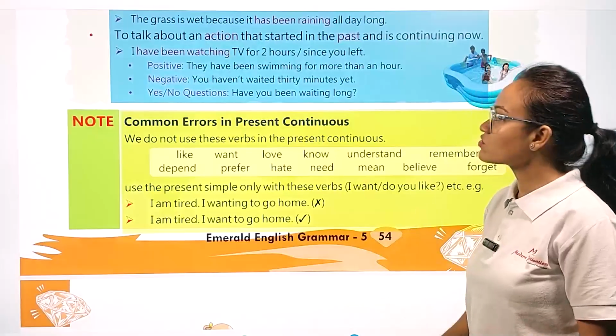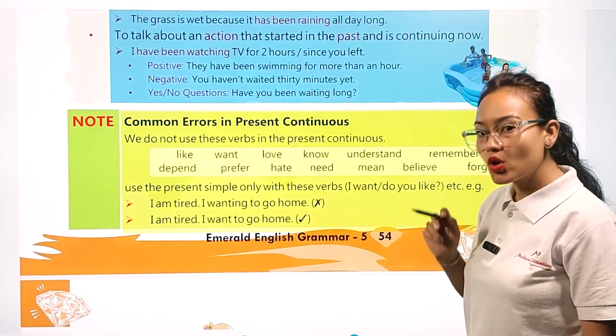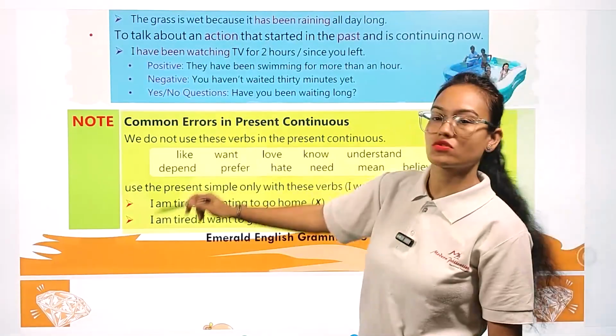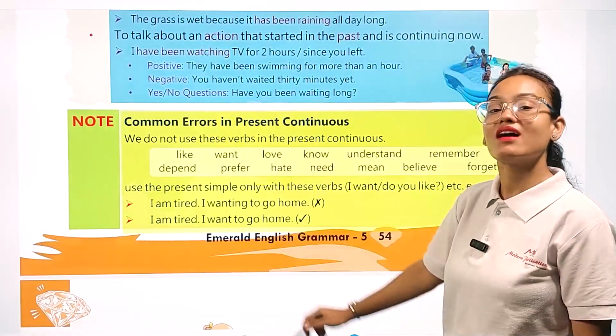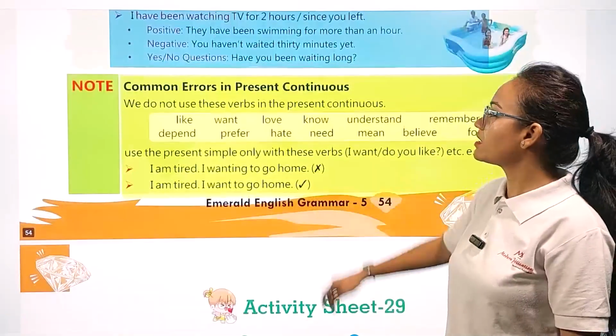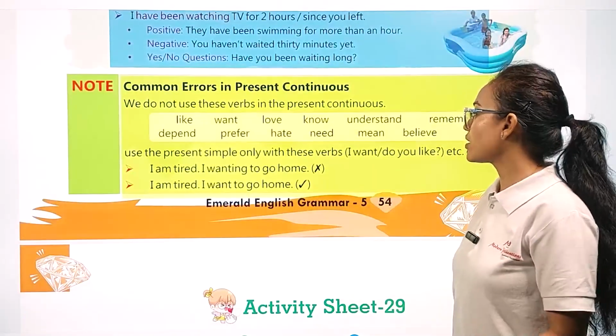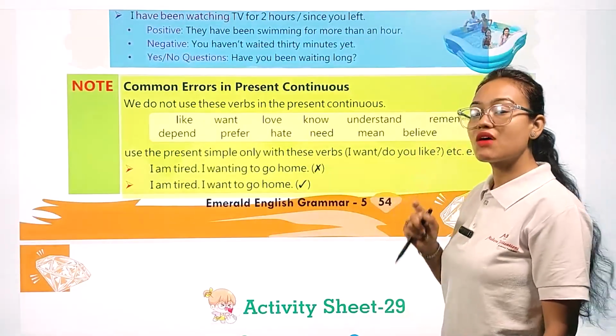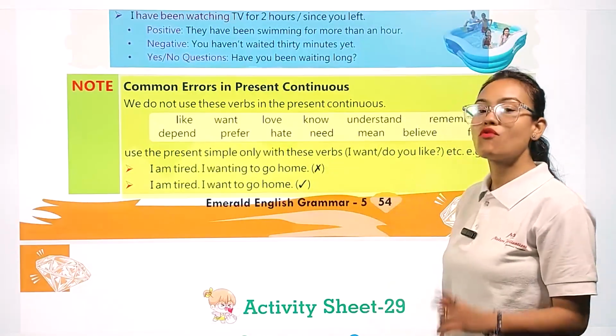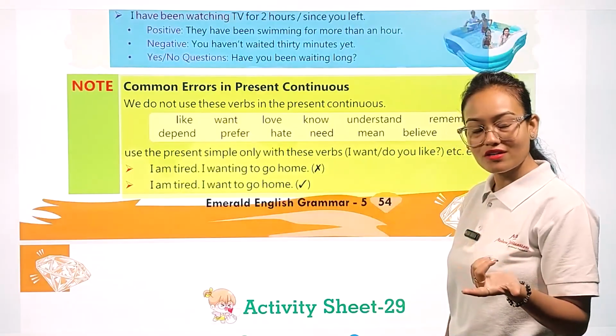Okay, so in the case of present continuous, we are not going to use these words. If you are going to use this type of word, it means you are making an error. Example, you can see here, use the present simple only with these verbs. So my dear students, we are going to use our present simple tense in the form of only this. And what is that form?